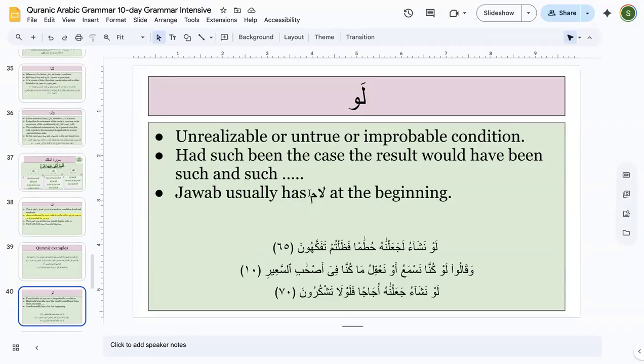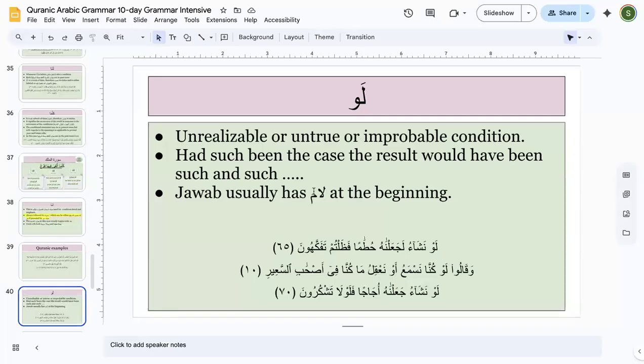Now, is there any chance that you will be able to go back and attend session number 1, the live session number one? No, the time has passed, the opportunity is lost, right? So that kind of a condition is going to be set by law. Had it been the case, yes, absolutely. So it is something that is unrealizable. It is never going to come true.